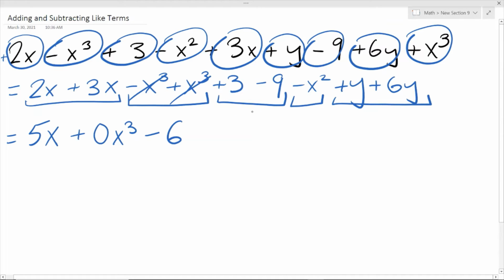And then this would be negative x squared. And then we have y plus another 6y. This y has an invisible coefficient of 1 in front of it. So it's like we're saying 1 plus 6, except we have to put the y at the end. So that would be 7y. And then here we don't really need to write 0x cubed. It's 0, so we can just omit that.